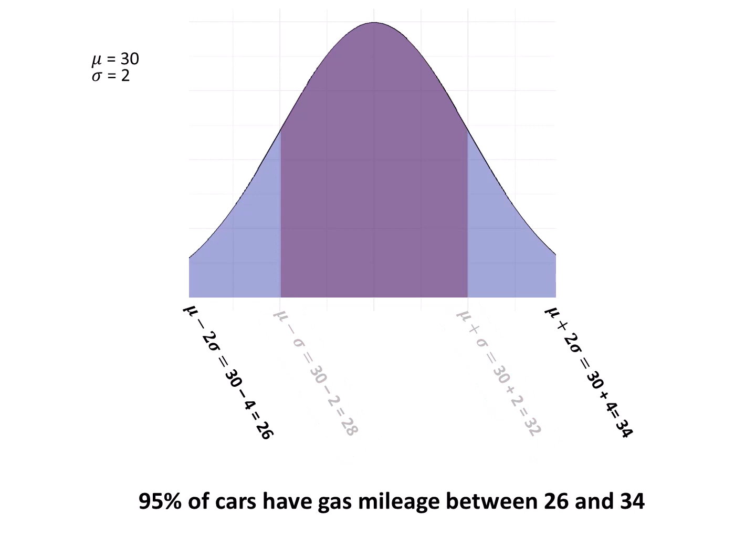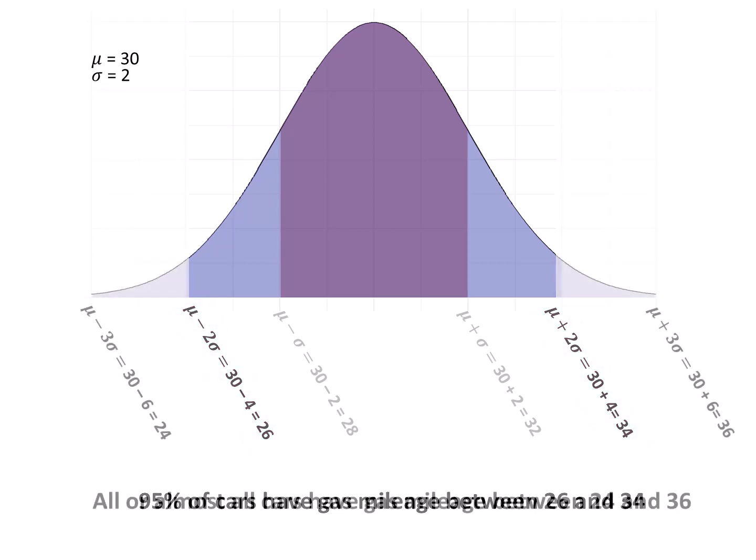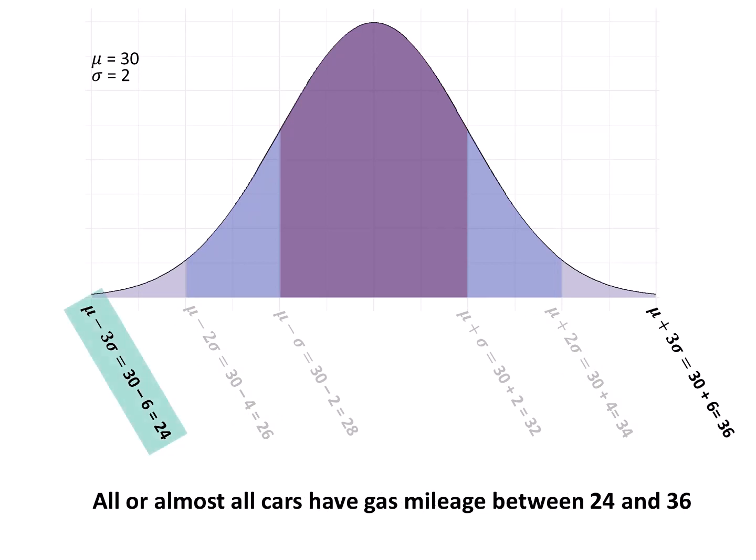About 95% of the cars fall within 2 standard deviations of the mean, so the range would be 30 minus 4 to 30 plus 4, or 26 to 34 miles per gallon. Lastly, all of the cars, or almost all of the cars, will be within the range of 30 minus 6 to 30 plus 6, or 24 to 36 miles per gallon.